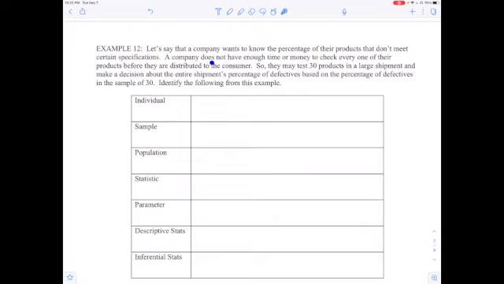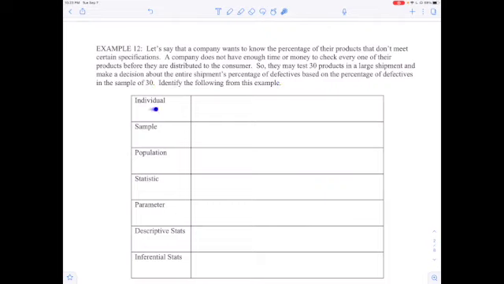A company does not have enough time or money to check every one of their products before they are distributed to the consumer. So they may test 30 products in a large shipment and make a decision about the entire shipment's percentage of defectives, based on the percentage of defectives in the sample of 30. Identify the following from the sample.